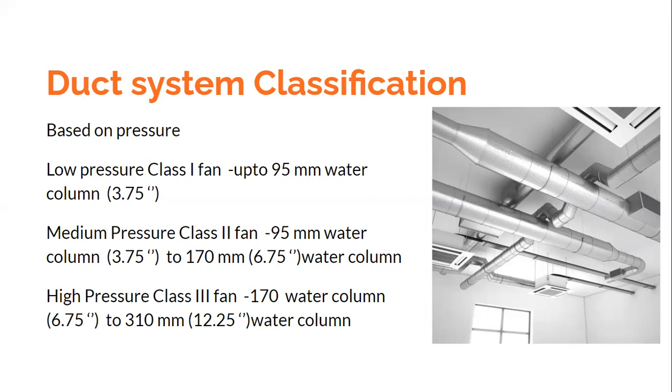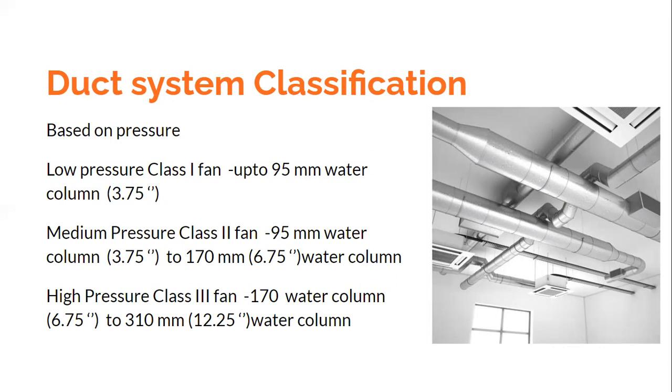This is the gauge pressure we are talking about, not the absolute pressure. If the static pressure to be overcome is up to 95 mm of water, or if you would like it in inches, 3.75 inches of water column gauge, gauge pressure, not the absolute pressure, then that ducting system is called a low pressure system, and we would be using a class 1 fan for that.